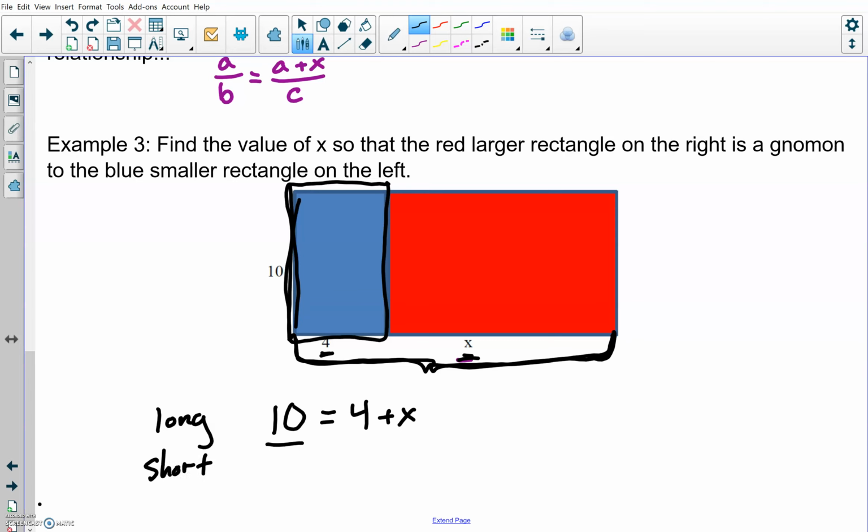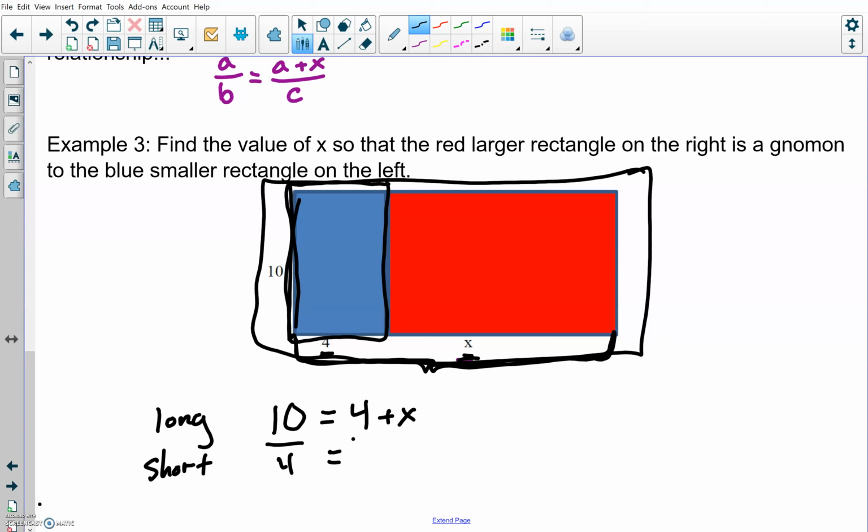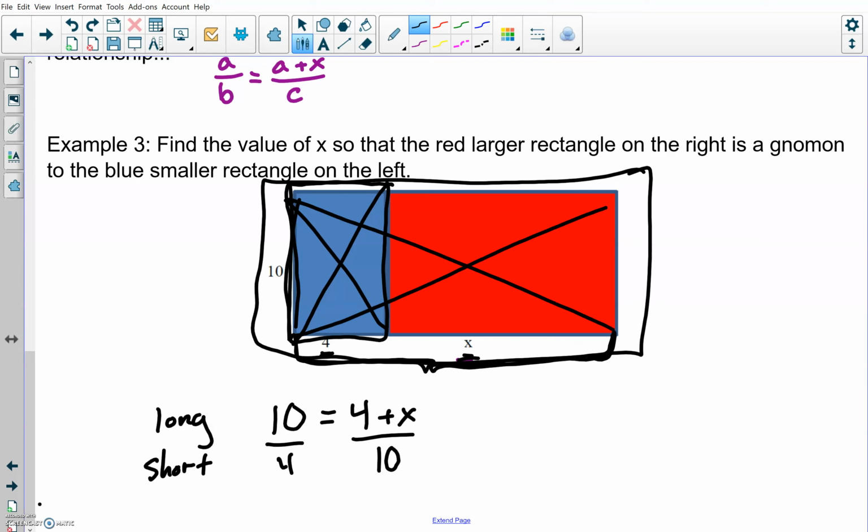So we're going to have the short side on the original blue one was 4, and the short side on this new giant rectangle that we're creating is going to be 10. And actually this shouldn't be a second equal sign there, sorry. So that's going to be your setup for this. And it's a little weird to use the 10 in two different places for both a long and a short, but it's based on the long for this one and then the short for the bigger one. So just keep that in mind.